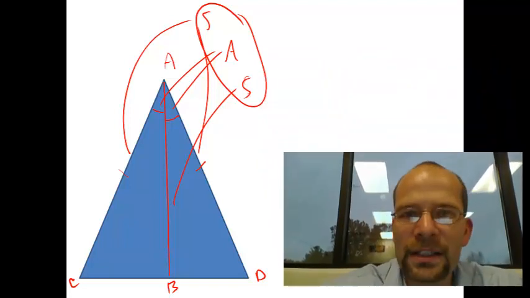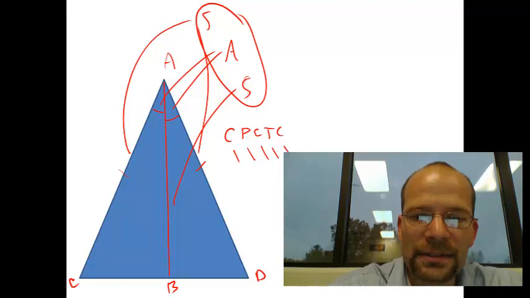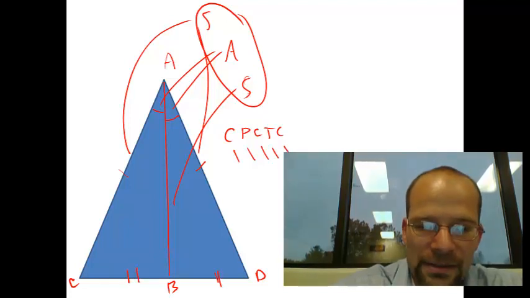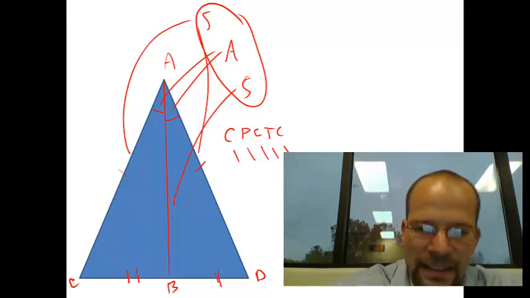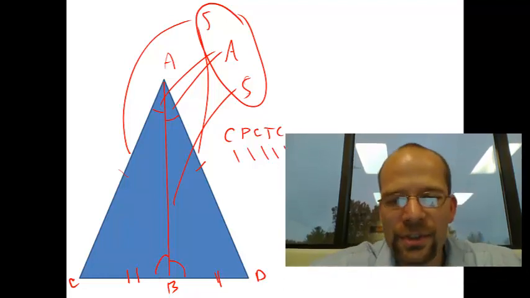Therefore, we can conclude by CPCTC, corresponding parts of congruent triangles are congruent. CB must be congruent to DB because those are corresponding parts in two congruent triangles. And we can also conclude that the measure of angle ABD, this angle, must be congruent to the measure of angle ABC, this angle, because those are also corresponding parts.